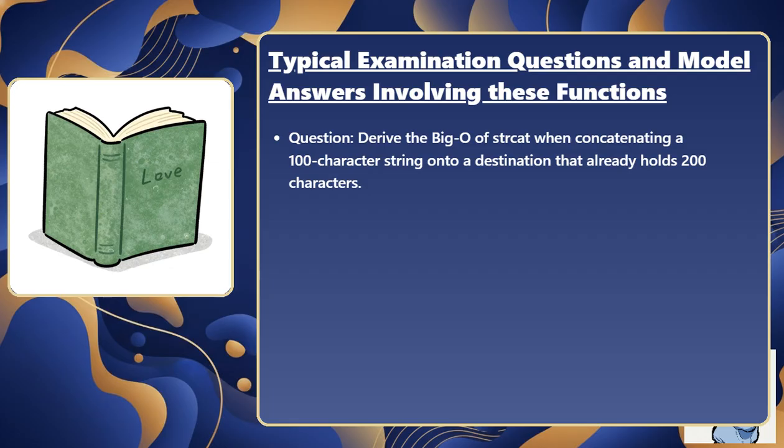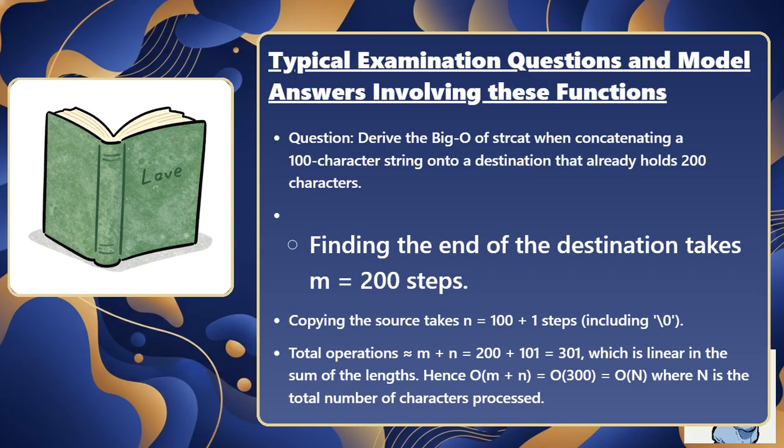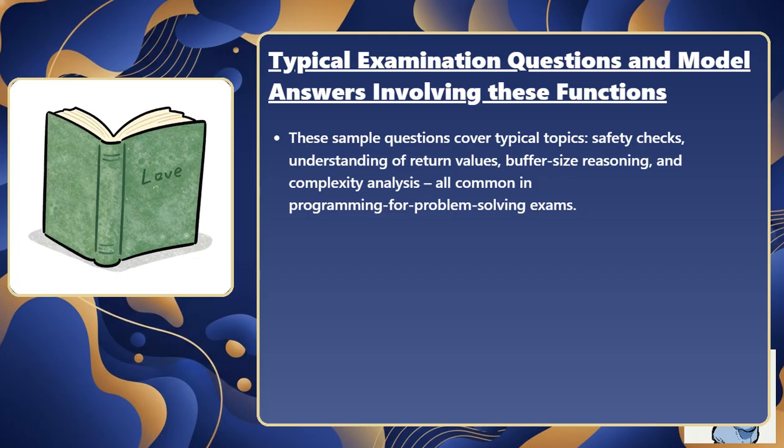Question: derive the big O of strcat when concatenating a 100-character string onto a destination that already holds 200 characters. Finding the end of the destination takes 200 steps. Copying the source takes 100 plus 1 steps, including the null terminator. Total operations approximately 200 plus 101 equals 301, which is linear in the sum of the lengths. Hence, big O of m plus n equals O(300) equals O(n), where n is the total number of characters processed. These sample questions cover typical topics: safety checks, understanding of return values, buffer size reasoning, and complexity analysis, all common in programming for problem-solving exams.